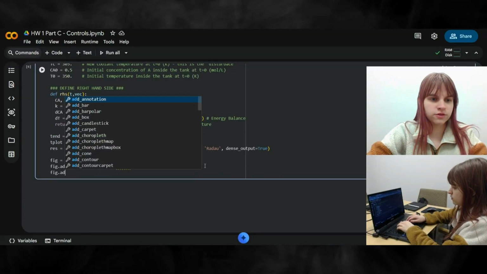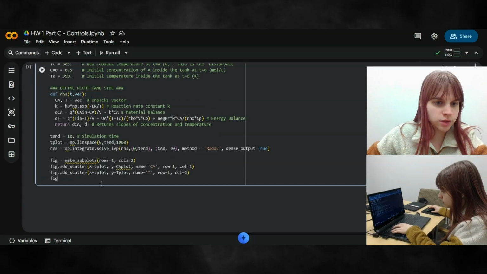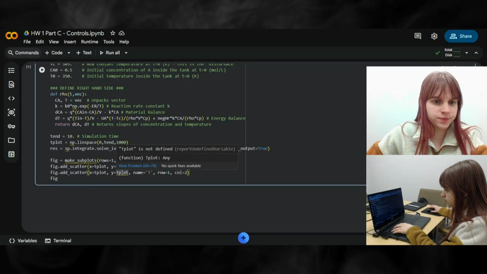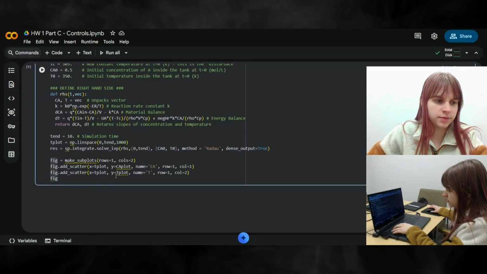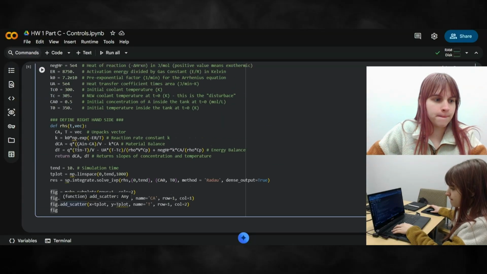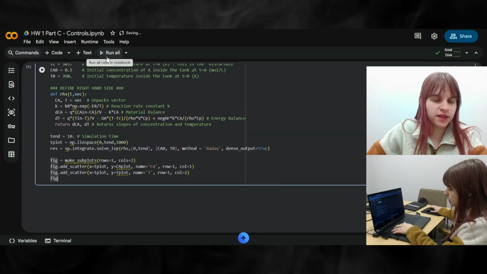We also want to add one. I'm just going to take that and see if that's what I want. We're going to add one for the temperature plot. Name it T, that looks good. Rows, columns, yep. So let's run this and see what it looks like.